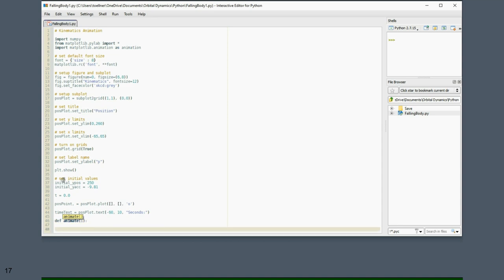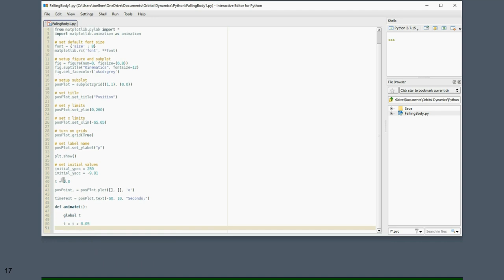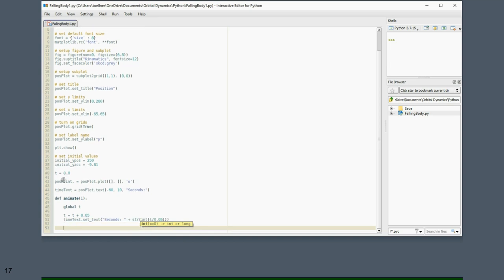And then this sets up the animation function. T needs to be global because I'm going to be changing it within the routine. And I want to increment T by 0.05. That gives me a smoother animation. And now I want to change the time text based on T. And you can see how I'm speeding up the animation. If I divide T by 0.05, I get the number of seconds.